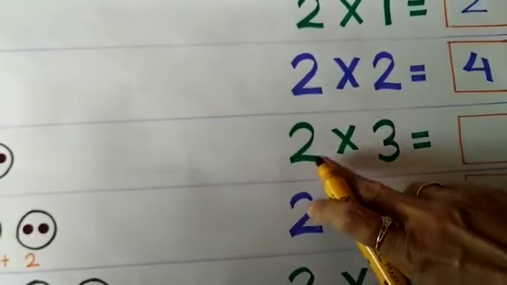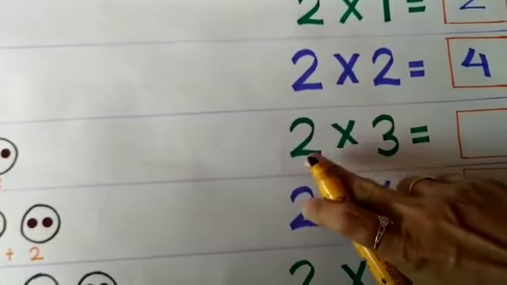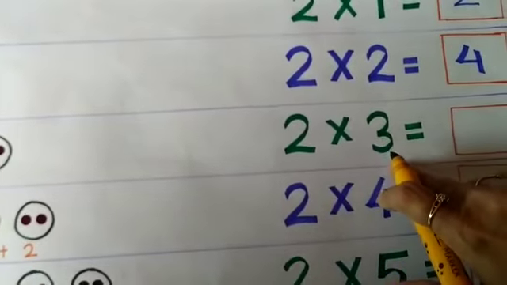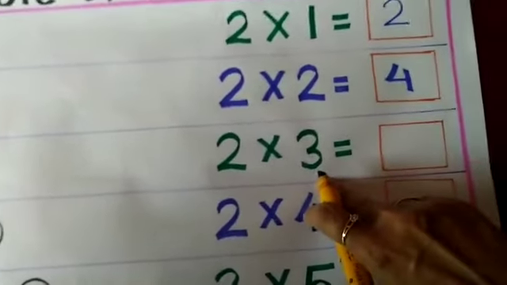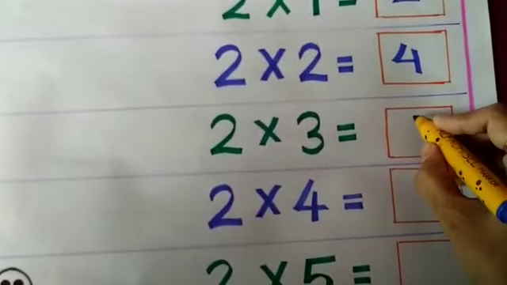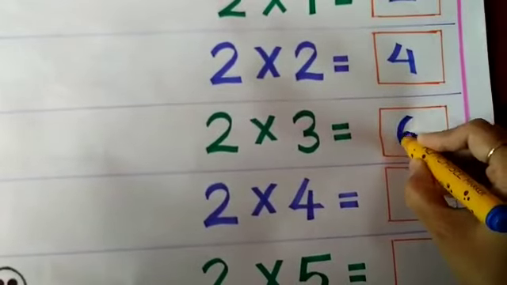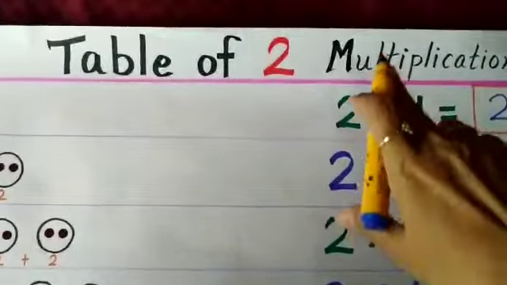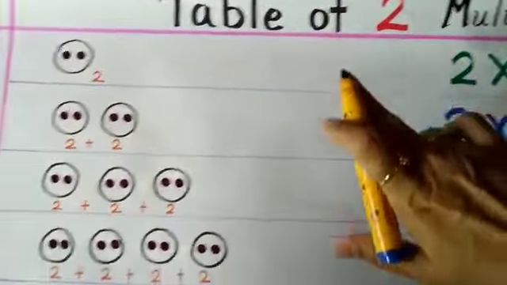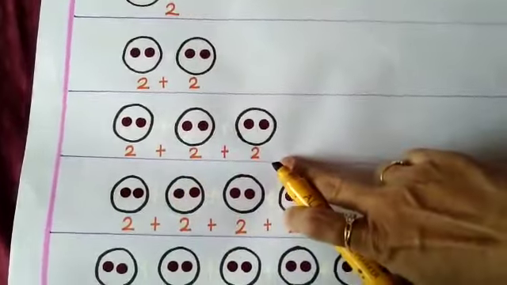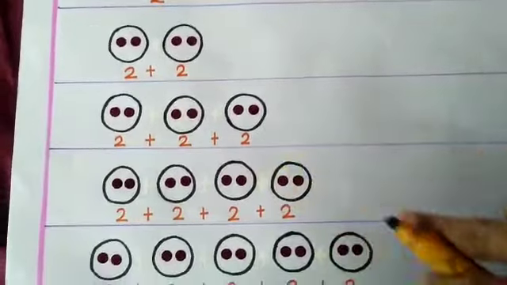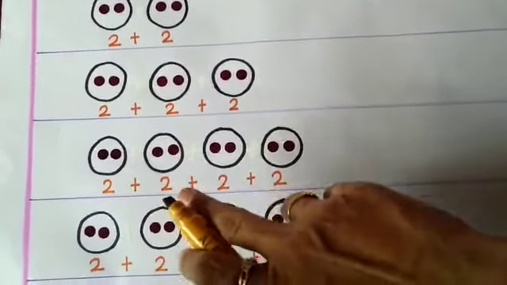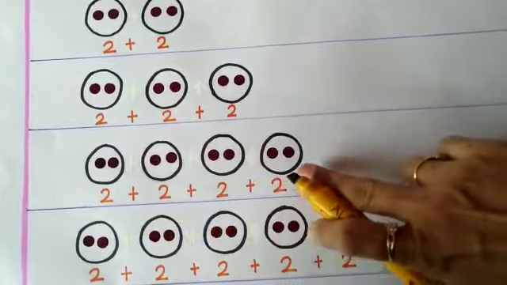That is 2 into 3, that is 2 bindis in 3 circles. Together how many will it become? Yes, 6 bindis. So multiplication means repeated addition. It is repeated addition.